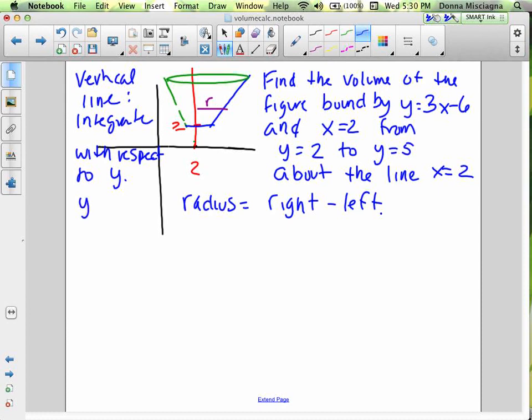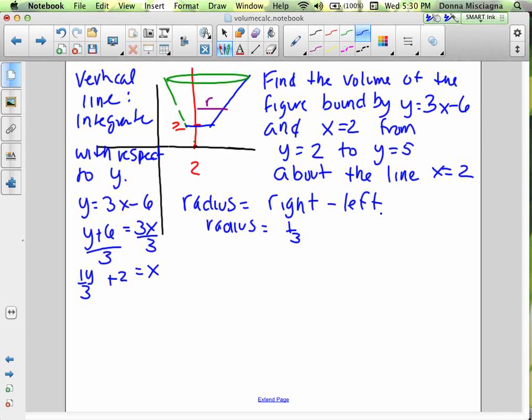All right, so y equals 3x minus 6. We'll solve for x. We'll add 6. Y plus 6 equals 3x, and then divide by 3. 1/3 y plus 2 equals x. All right, so now we have our two functions here. So our radius will be the right function, which is 1/3 y plus 2, minus our left function, which is 2. Well, that made things a little easy now, didn't it? It just worked out that way. So, probably because it's a line, we've got now 1/3 y. That's going to be our radius, right?